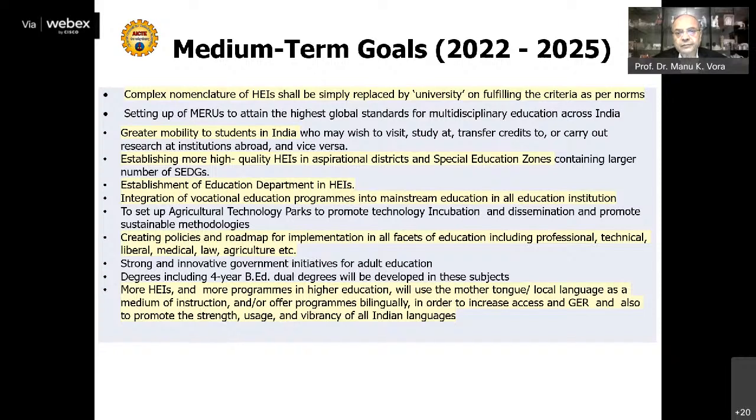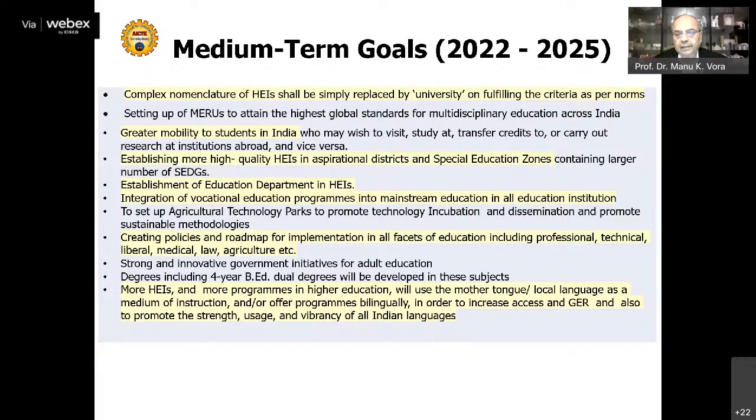Medium-term goals for the following 4 years, 2022 to 2025: try to simplify all higher education nomenclatures, the university, mobility of students in India, and establish more high quality higher education institutes in aspirational districts and special education zones, establishment of education departments in all higher education institutes, vocational training we talked about, policies and roadmap to implement all facets of education, including professional, technical, liberal, medical, law, agriculture, etc. And more programs in higher education will use the mother tongue or the local languages as a medium of instruction. And this will promote and strengthen use and vibrancy of all Indian languages.